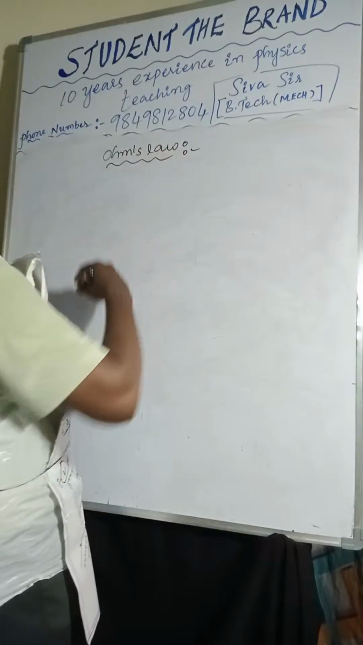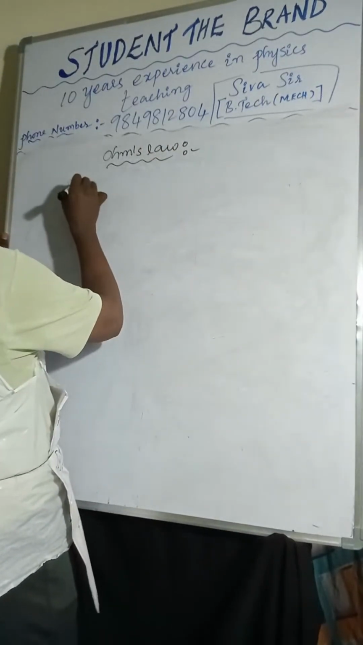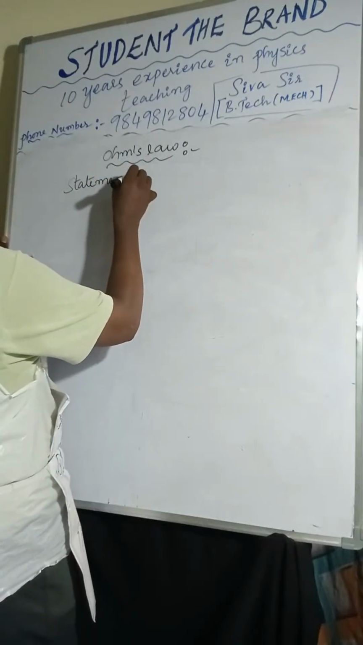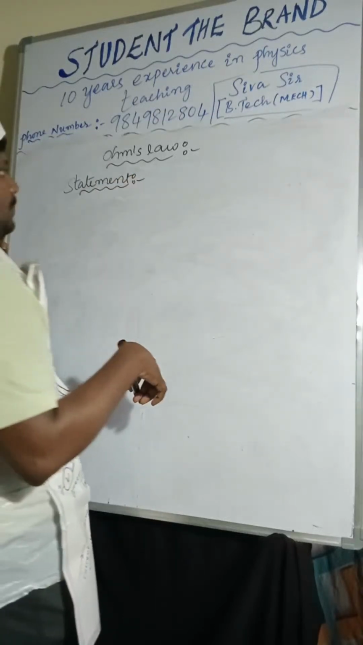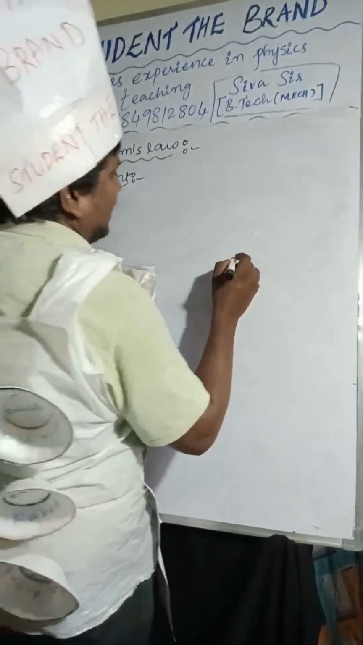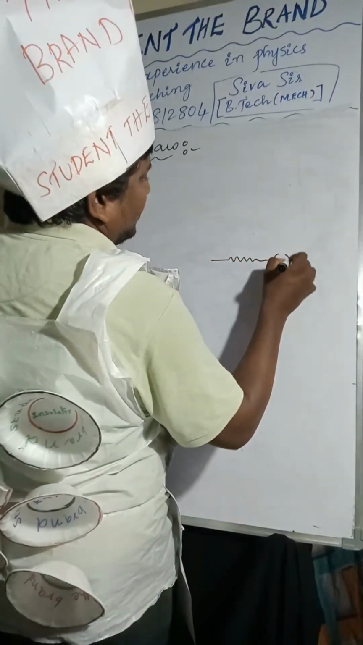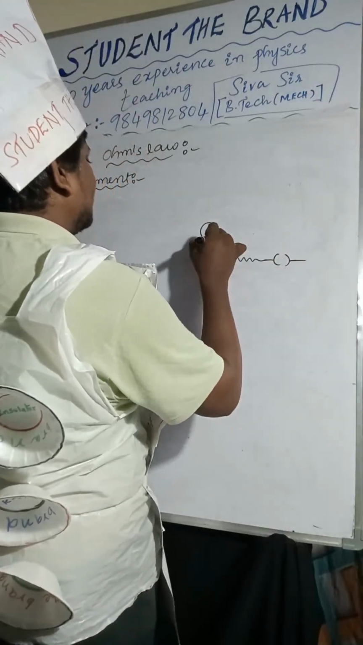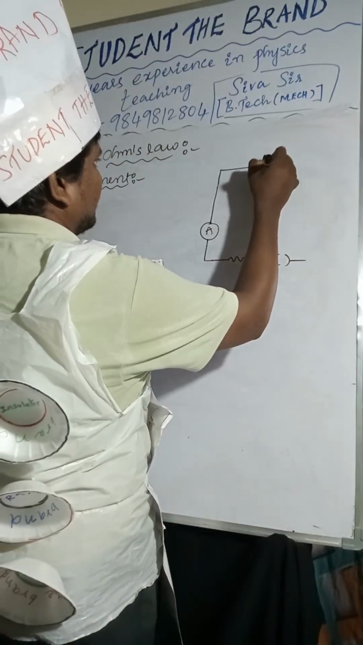Ohm's law I am taking. So in this case, the statement is about the potential difference across a metallic conductor. So I am taking this resistor, switch, ammeter, and battery.